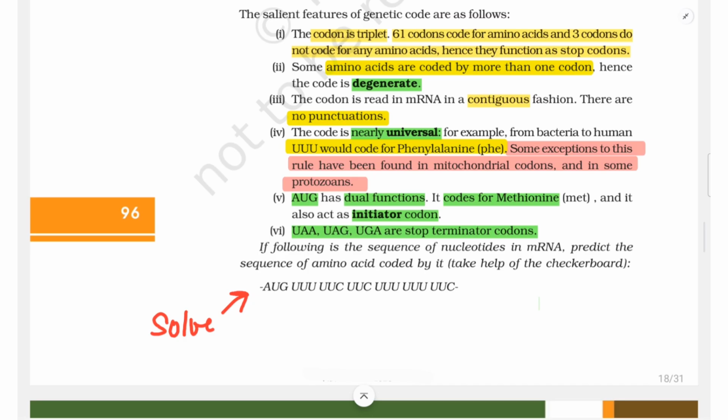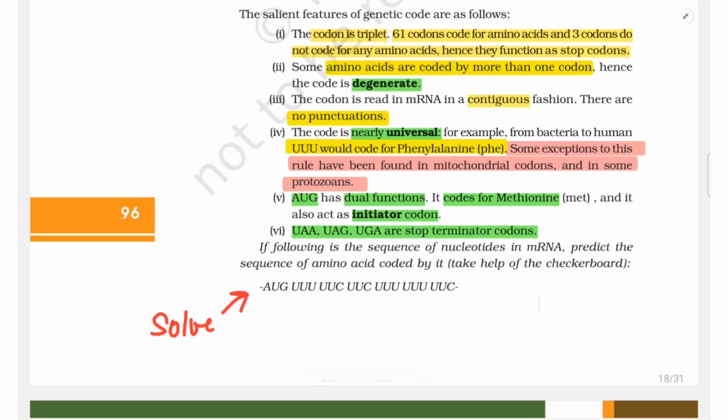The salient features of genetic code are as follows. Number 1, the codon is triplet. 61 codons code for amino acids and 3 codons do not code for any amino acid, hence they function as stop codons. Number 2, some amino acids are coded by more than one codon, hence the code is degenerate. Number 3, the codon is read in mRNA in a contiguous fashion. There are no punctuations.